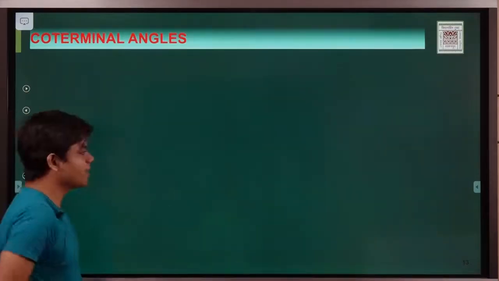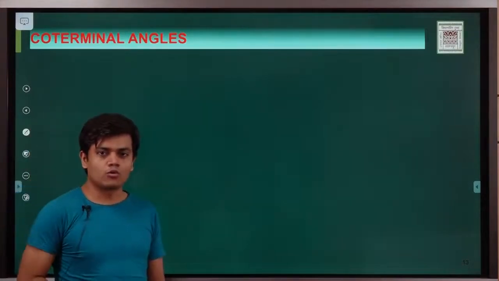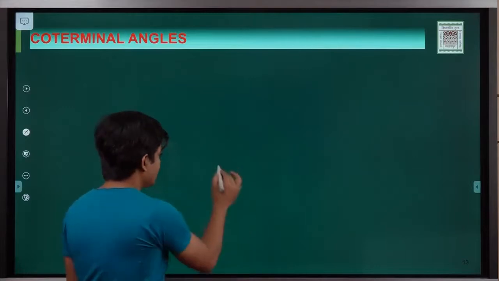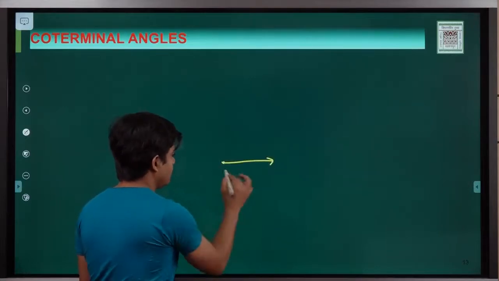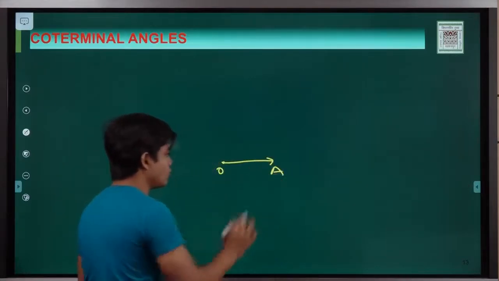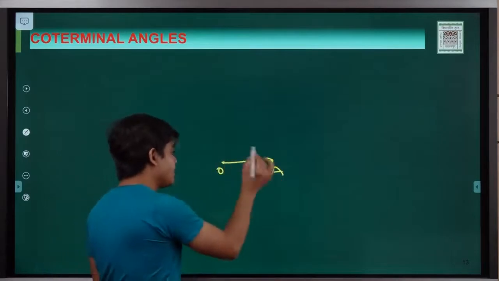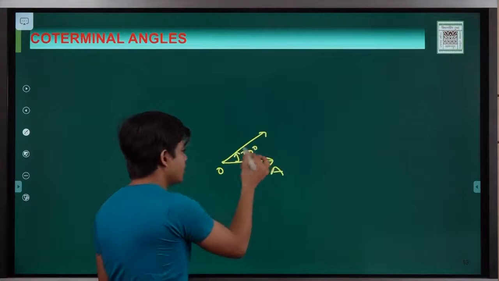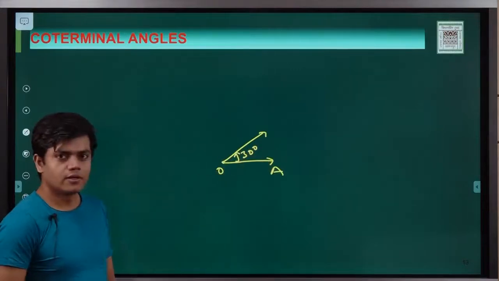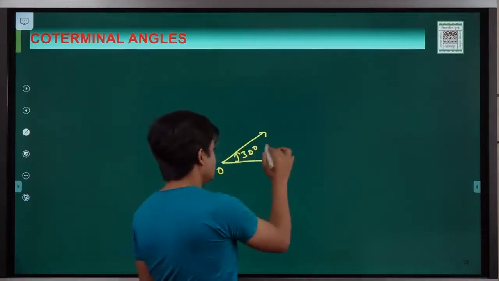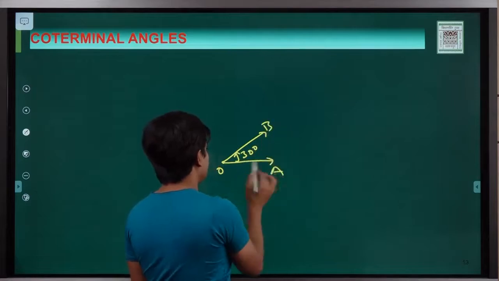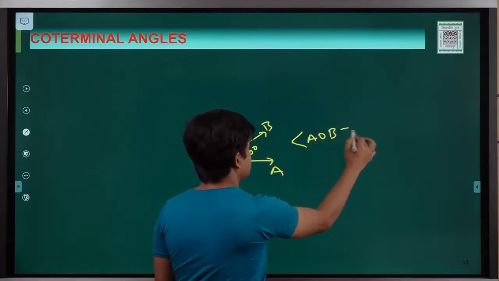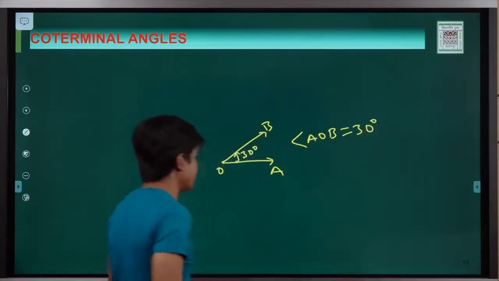So this was all about quadrants of angles. Thereafter, coterminal angles. What do we mean by coterminal angles? Angles whose terminal side is the same. For example, think this is your initial side OA, and we make an angle of 30 degrees in the anti-clockwise direction. So angle AOB is 30 degrees in the anti-clockwise sense.